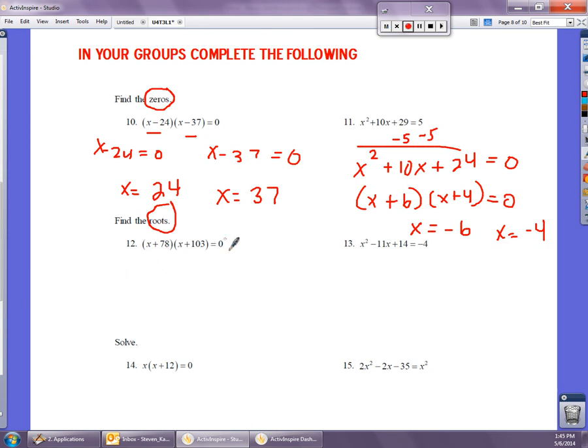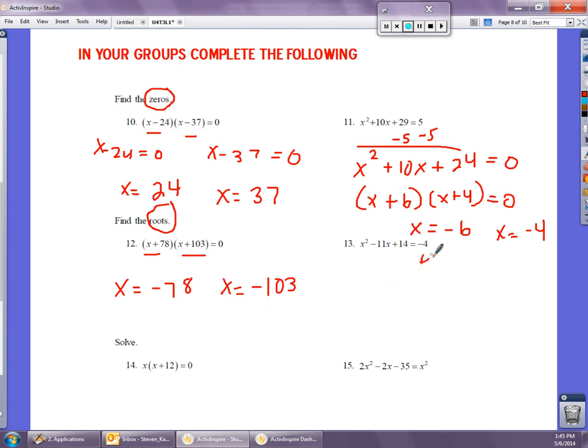Here, it's already in factored form, and it equals 0. So I can set this equal to 0 and this equal to 0, and you get your 2 answers of x equals negative 7 and 8. Remember, I'm not showing my work here. I'm just giving you the answers because these are already set. You set this one and this one both equal to 0 and solve. And those are your 2 answers.